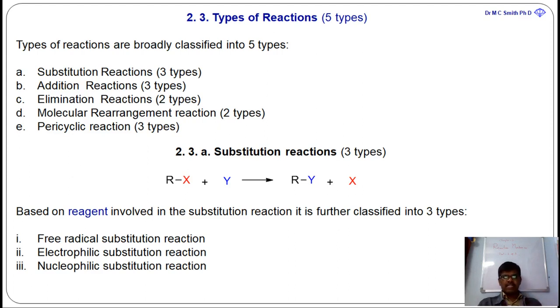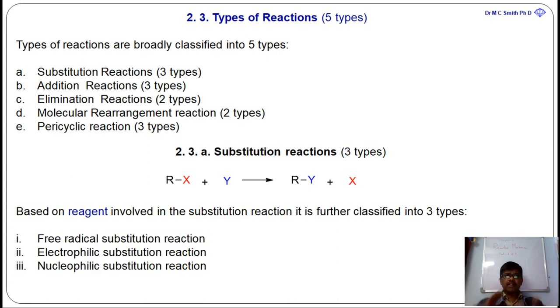In this video we learn only the basics of types of reactions, and in the next video I am going to explain in detail about all types of reactions. We will just go through the types of reactions available in organic chemistry. As in mathematics, there are basically substitution reactions, where like in mathematics we do substitution.